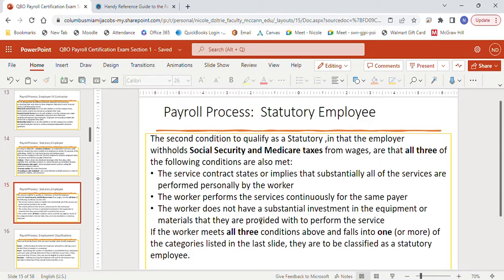And then a worker that does not have a substantial investment in the equipment or materials they are provided to perform the service. So if you're driving a truck, going back to that driver, the truck actually probably is owned by the company. You're just a driver. So if the worker meets all 3 conditions above and falls into one or more of the categories listed in the last slide that I've read, then they would be classified as a statutory employee.